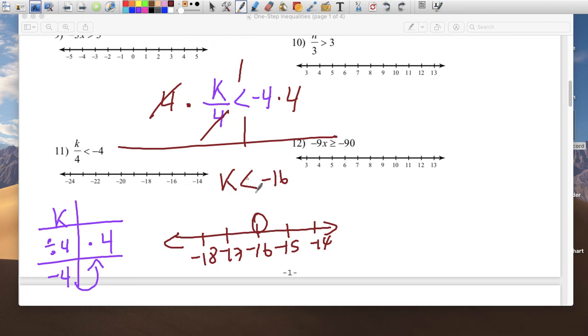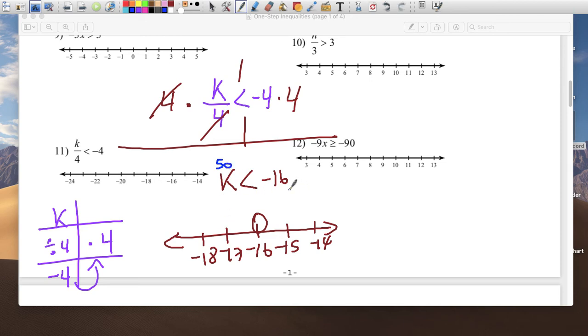Now, what numbers will make this inequality true? What numbers can I replace the k with so I can say that it's less than negative 16? Numbers to the left of the circle or to the right? Again, let me pick a number to the right of the circle: negative 15, negative 14, I can pick 0, 10, 20. Let me pick 50.